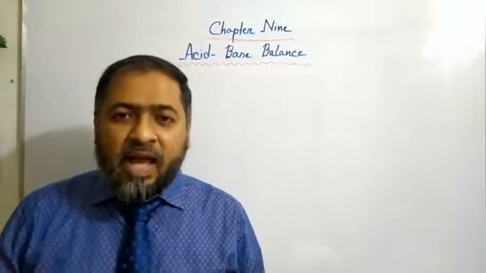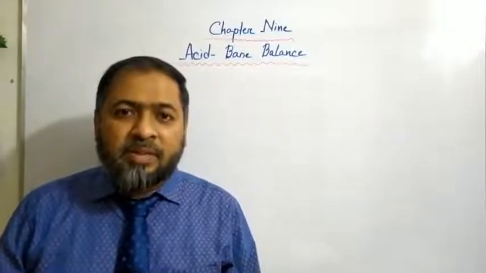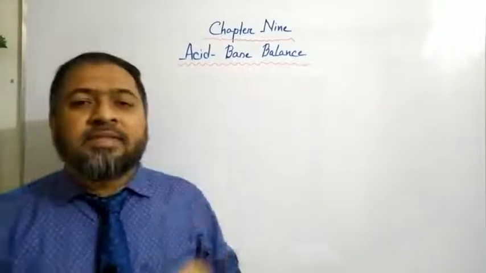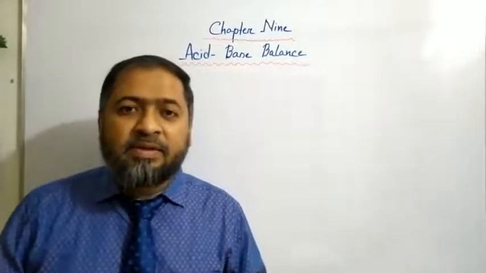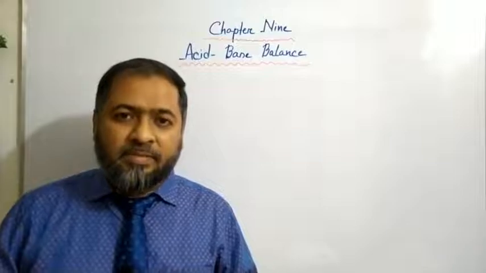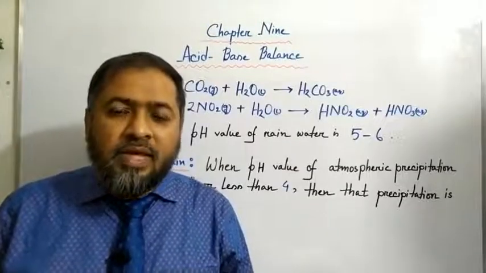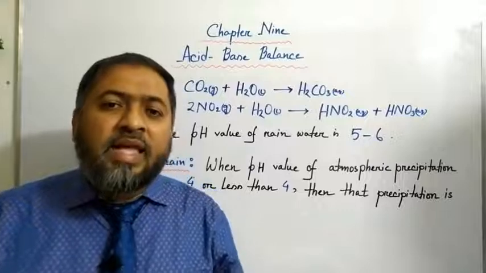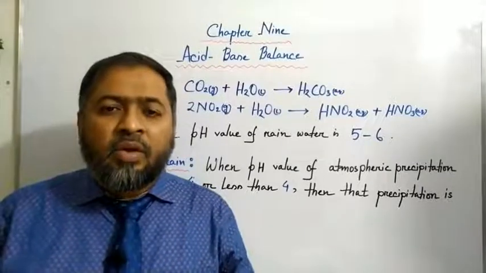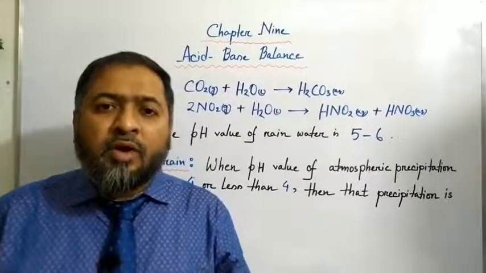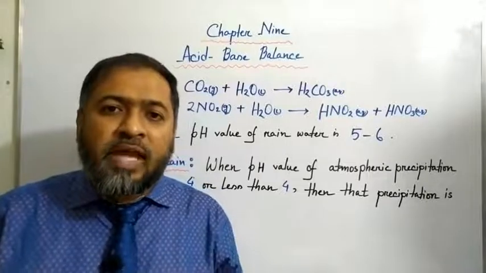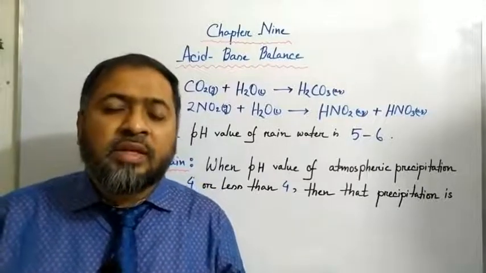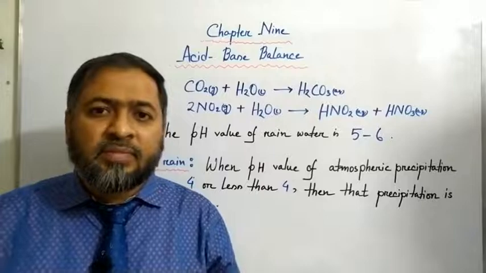In this class, I am going to discuss Chapter 9, Acid-Base Balance. This is the fourth lecture of that chapter. Dear students, in this class, I am going to discuss acid rain. We know that oxides of different metals, when they react with atmospheric water, produce different types of acids.